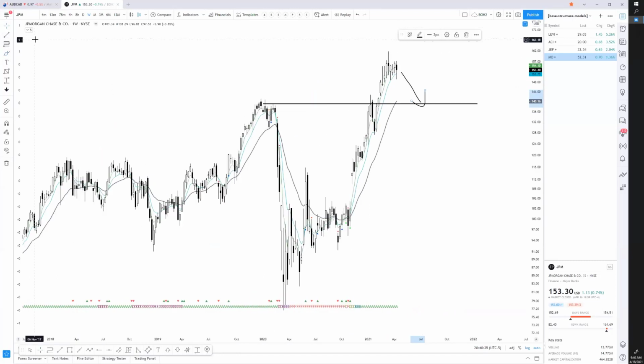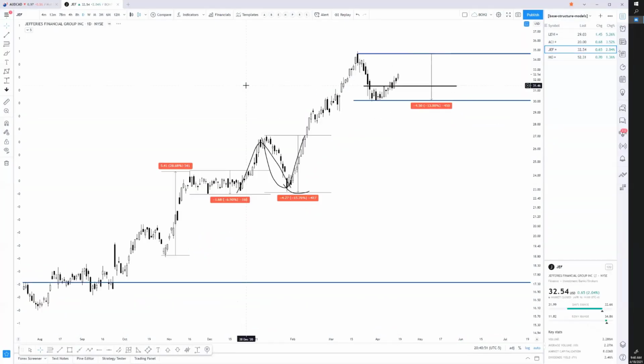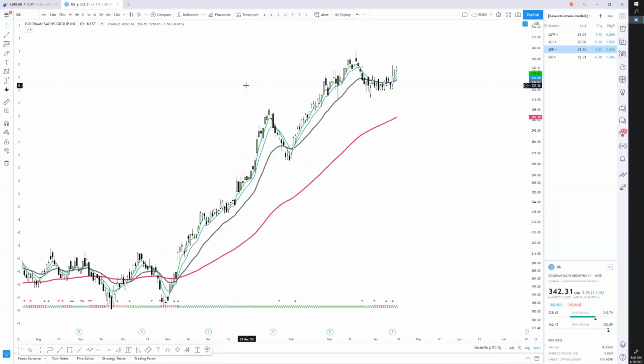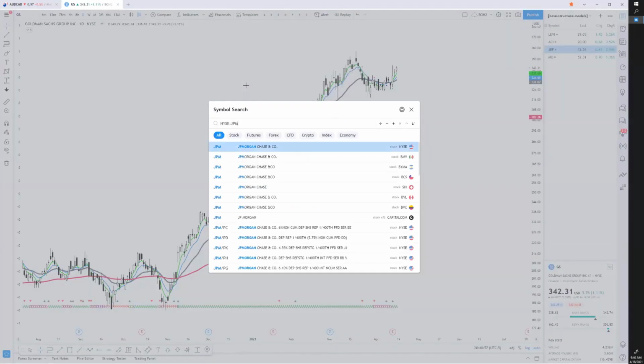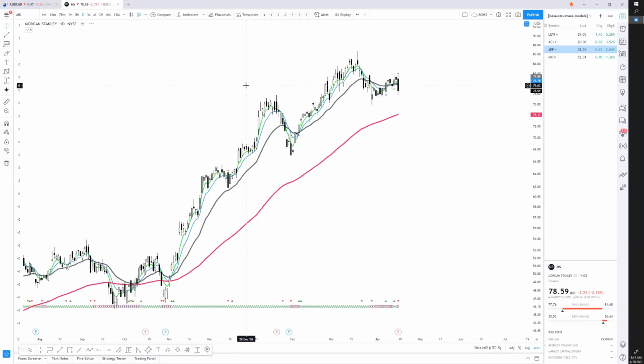So different yung story for JP Morgan compared kay Jeff, compared kay Goldman Sachs. Pinakita ko sa inyo kung ano yung maayos na consolidation. So Jeff, maayos na consolidation. Goldman Sachs, maayos na consolidation. JP Morgan, pangit na consolidation. Morgan Stanley, ito, may potential siya na mag-breakdown.